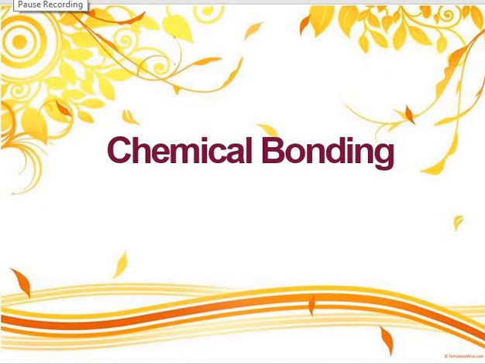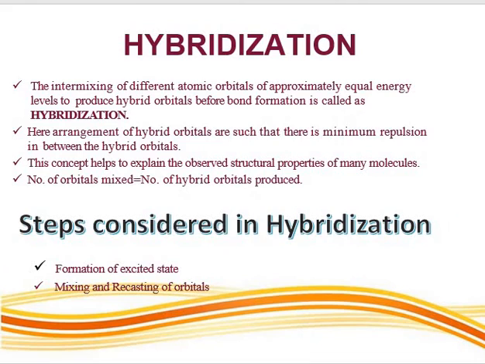Hello everyone. So in today's video of chapter chemical bonding, I'm going to talk about hybridization. The valence bond theory explained well the formation of covalent bond by the overlapping of different orbitals.